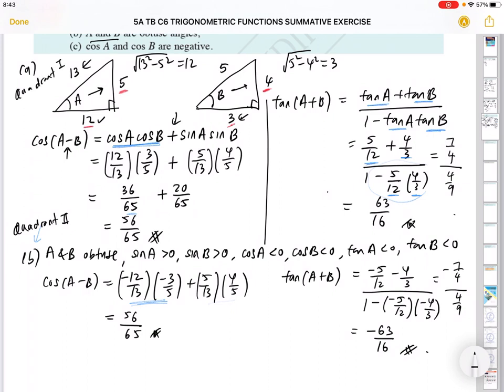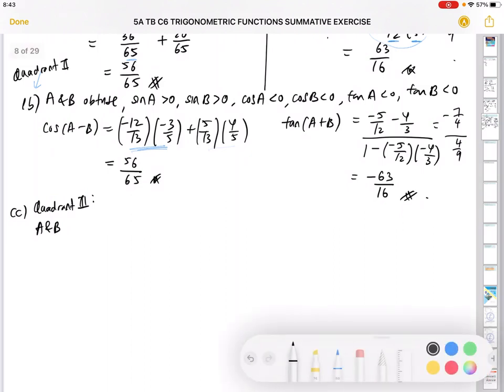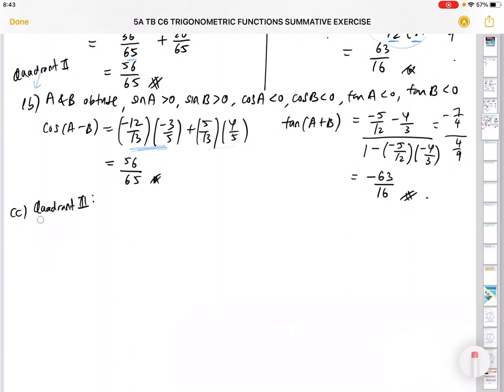So I figure they may have two possible answers. I'm going to move this up. Now we need to test out with quadrant 3. In quadrant 3, I cannot say A and B are obtuse because it's reflex. Reflex can be 3 or 4. So don't care about A, B, just say sine A is negative in quadrant 3, sine B is also negative, cos A is still negative, cos B is still negative. Tangent A is positive, tangent B is also positive.